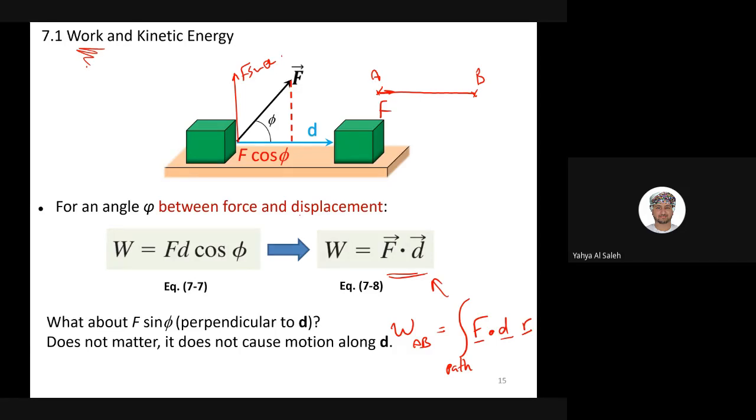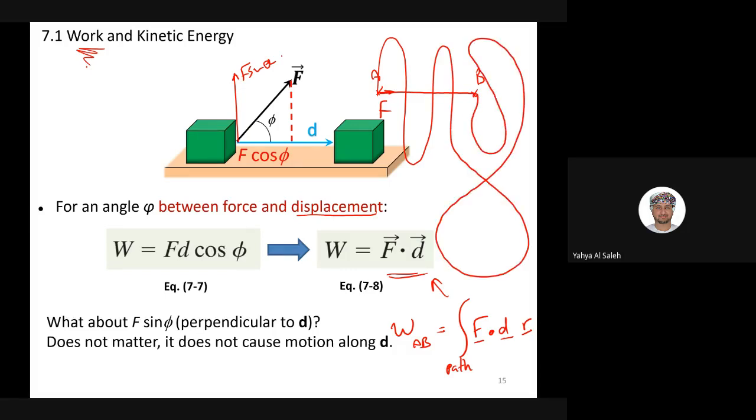And this is a very important point. D is the displacement and not the distance. So if I go in a straight line from A to B, or I take this other path, the amount of work done according to physics is exactly the same. Okay, so I might as well just take the shortest path because that's what I'm going to get credit for.